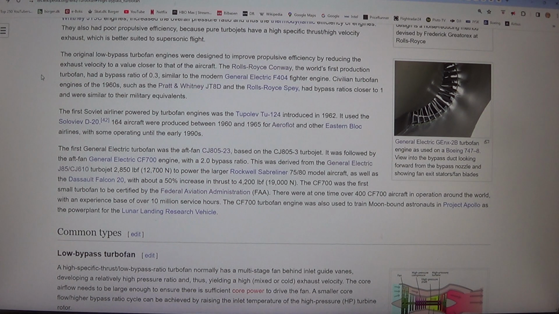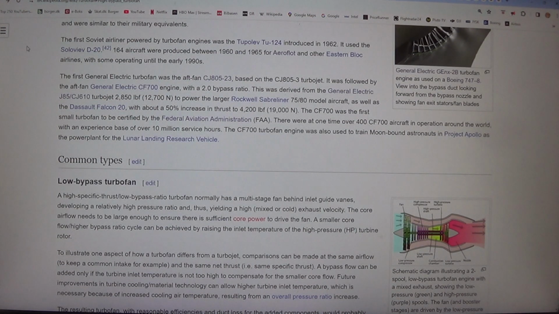The first production turbofan had a bypass ratio of 0.3, similar to the modern General Electric F404 fighter engine. Civilian turbofan engines of the 1960s, such as the Pratt & Whitney JT8D and the Rolls-Royce Spey, had bypass ratios closer to 1 and were similar to their military equivalents. The first Soviet airliner powered by turbofan engines was the Tupolev Tu-124, introduced in 1962. It used the Solovyev D-20.